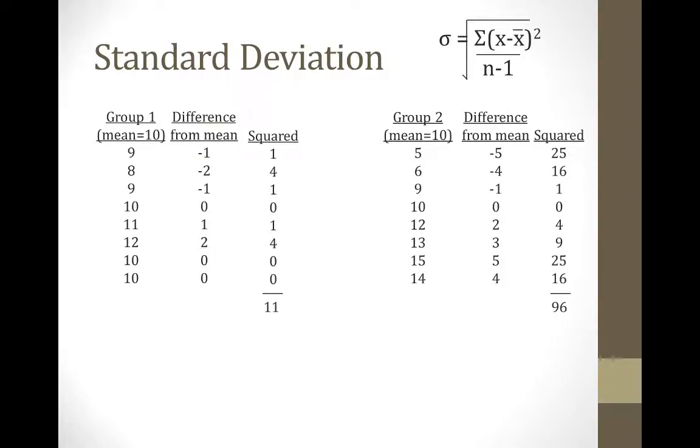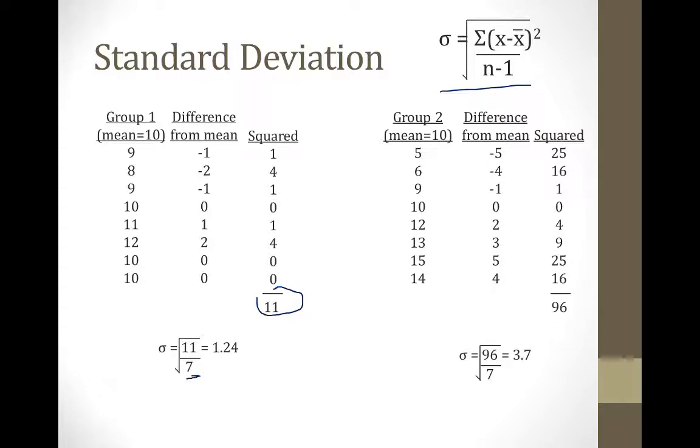Next thing we do is square all those numbers. This is going to eliminate all the negative numbers and give us only positive numbers, and then we add them up. So for group 1, they add up to 11 because most of the data points in group 1 are close to the mean. In group 2, they add up to 96 because the data points in group 2 are further away from the mean. Now we're going to plug it into this equation up here in the top right, and we're going to take that summed value, divide by the number of samples minus 1, which is 7 in both groups, and then take the square root of it.